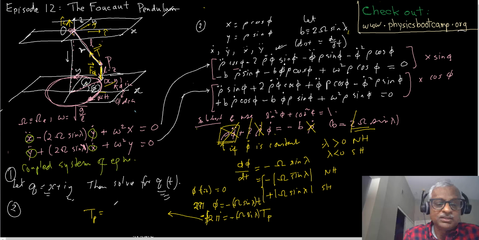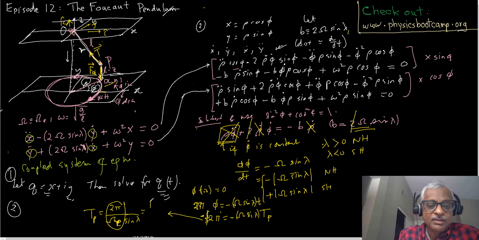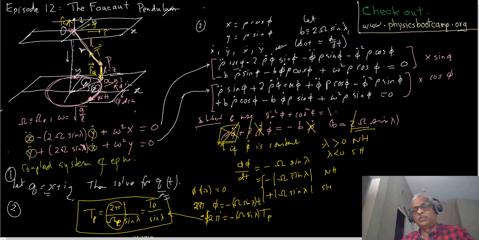So TP is 2 pi over omega of the earth. Let's put the omega back for the earth, sine lambda. We have dropped the e just for the sake of calculation. A whole bunch of places there was omega, writing it would have been too much, and so this will be the T of the earth rotation over sine lambda, and this is what we were after.